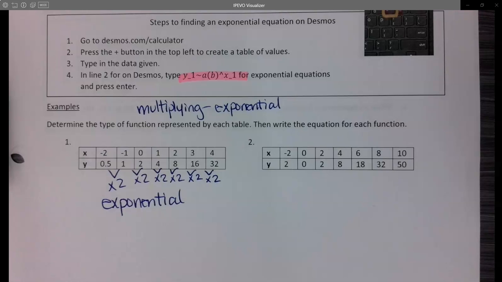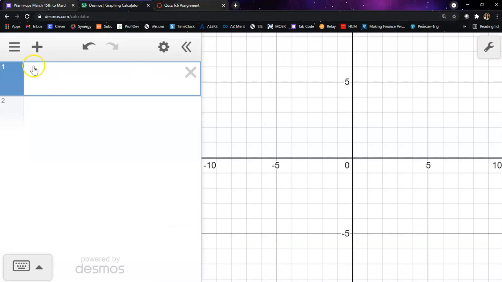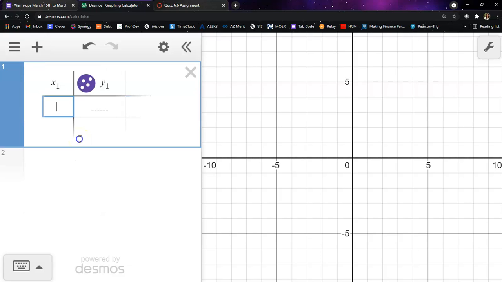Then I want to go to Desmos and get this table of values in there. So this plus button I have right at the top. If you're in the classroom, it's right where my email address is. I click that plus button and I press table. And then I'm going to type in all of my x values and all of my y values.